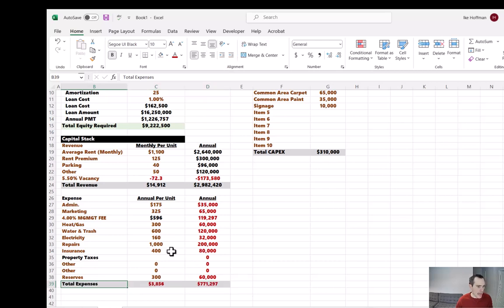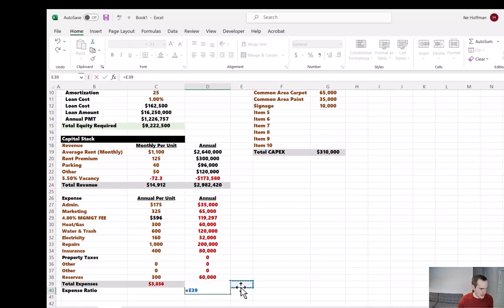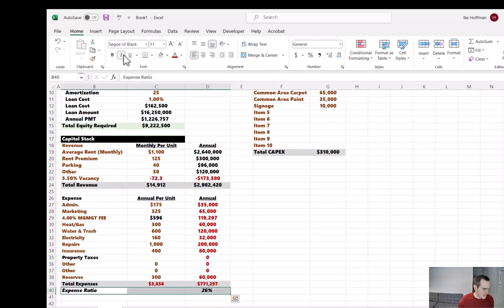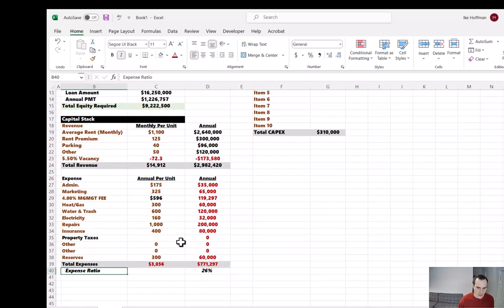It's not fully accurate yet because we're still waiting to input our property tax assumptions, but let's go ahead and calculate an expense ratio. And that's going to be total expenses divided by total revenue. Make that a percentage. And now we can calculate an NOI.